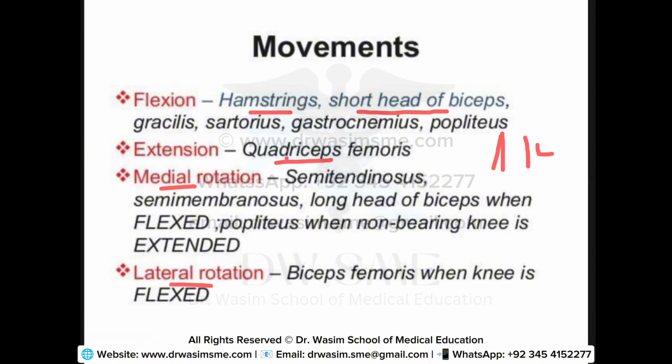Similarly, the muscles which are present in the anterior compartment are going to cause the extension of the knee, and the muscles of the posterior compartment are primarily responsible for the flexion at the knee joint.